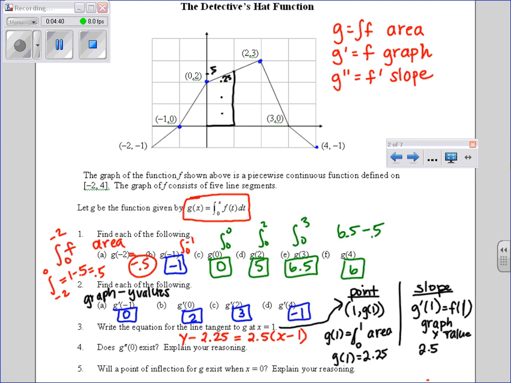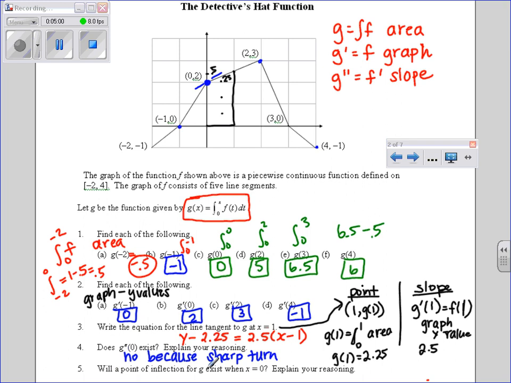Does g double prime exist? G double prime is the slope. If we look at 0, this is a sharp turn, so there's no way to draw the slope there. So we say no, because of the sharp turn. It's the same as asking does the derivative exist there.